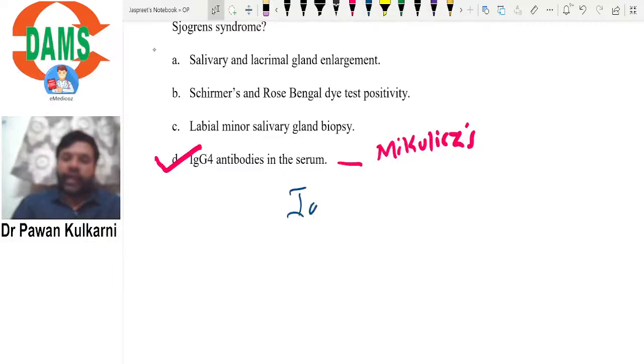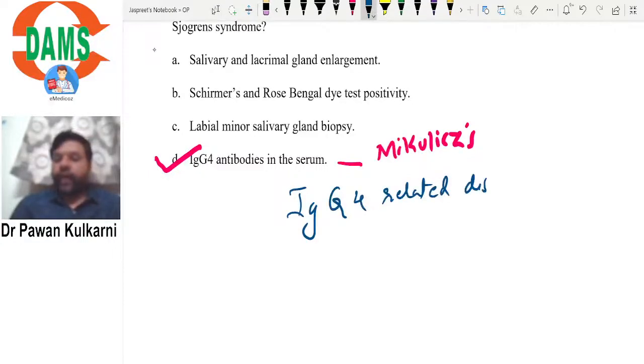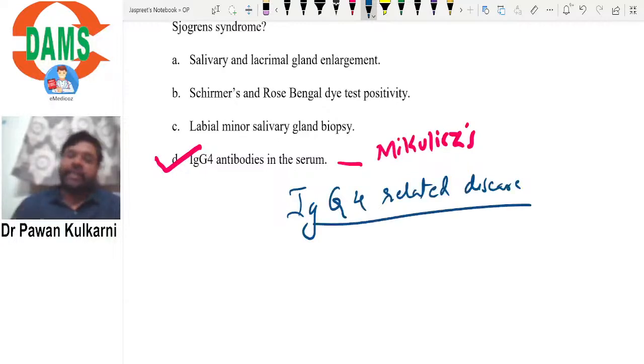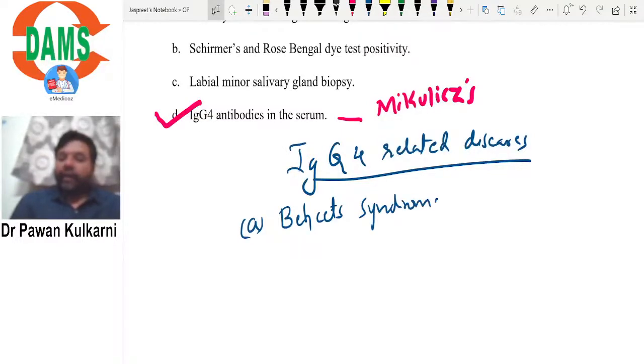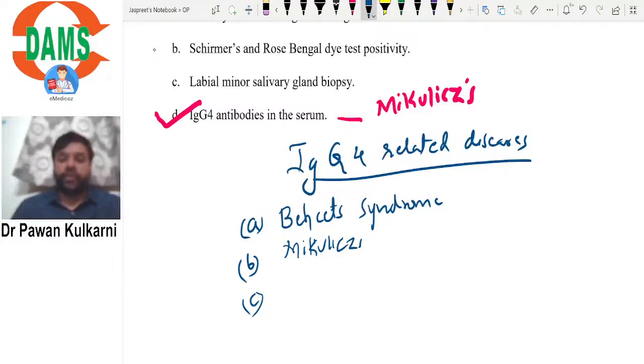What are IgG4 related diseases? IgG4 related diseases means these are the conditions where IgG4 level is raised. For example, we have Behcet syndrome, right? So we have one syndrome called Behcet syndrome, where the individual will have aphthous-like ulcers. It's an IgG4 related disease. Mikulicz disease, this is an IgG4 related disease.